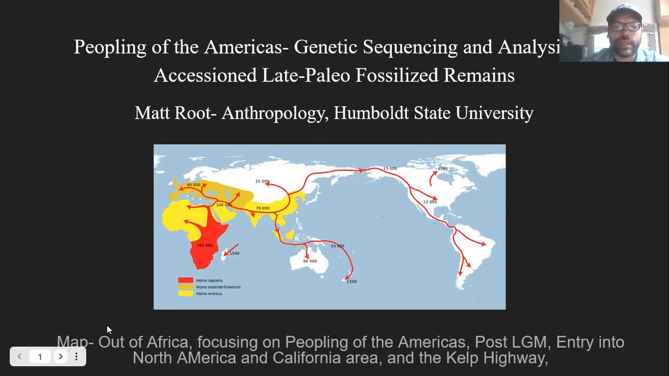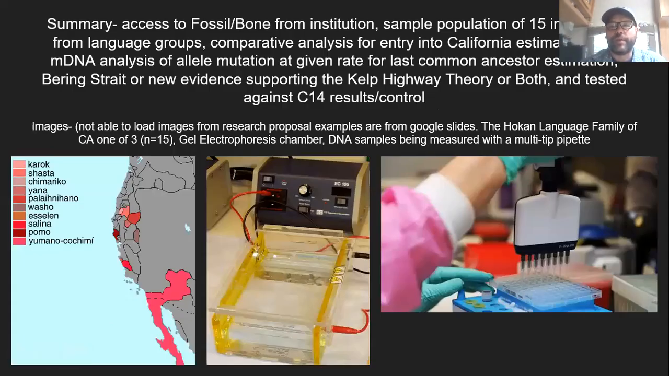Okay, get to the next one here. A summary of the proposed elements of this research proposal is, like was said, to get the fossilized bone from an institution and then sample that against the living tribal population. In the scope of this current research proposal, we're targeting 3 tribal groups from 3 separate tribal languages.